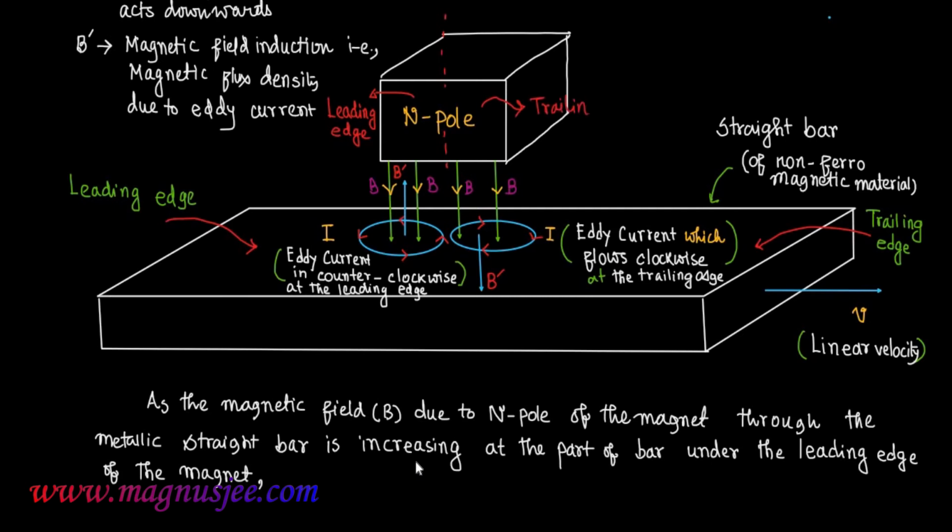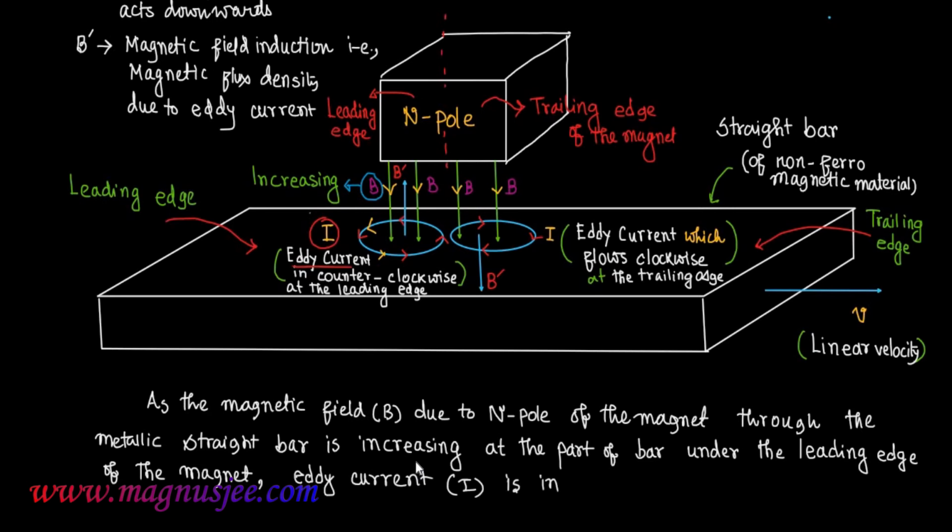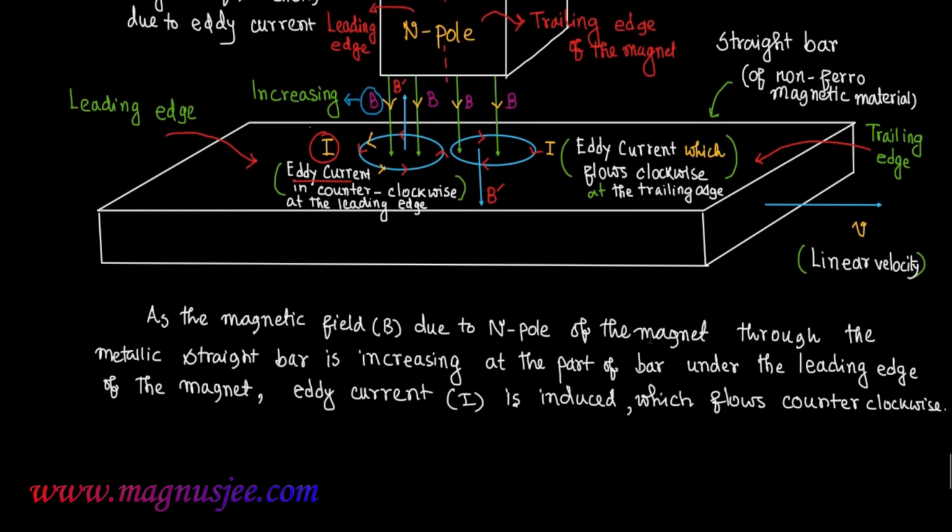here we can denote the leading edge and trailing edge of the north pole which is placed above the straight bar. In this case the magnetic field B is increasing just below the leading edge of the bar, and in this case the eddy current I is induced, which flows counterclockwise.